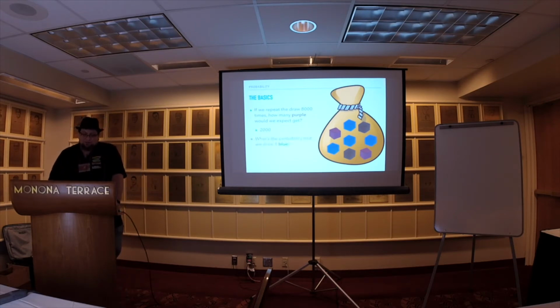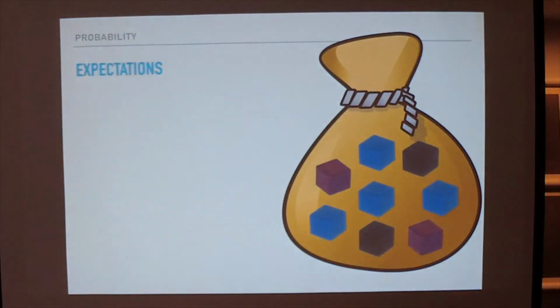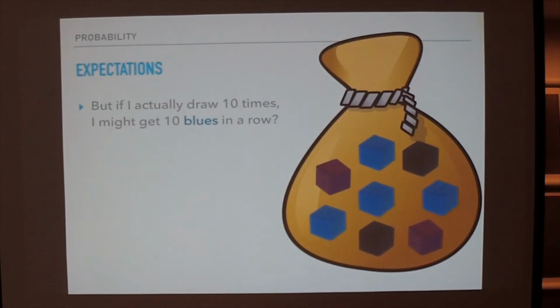What is the probability that we draw 1 blue? 50. That's right. Yes, 50%. So that's simple stuff, right? This is just basic probability. So again, I mentioned this a second ago, but I want to go over it one more time because sometimes this doesn't sink into people. If I draw this 10 times in a row, I might actually get 10 blues in a row, right?